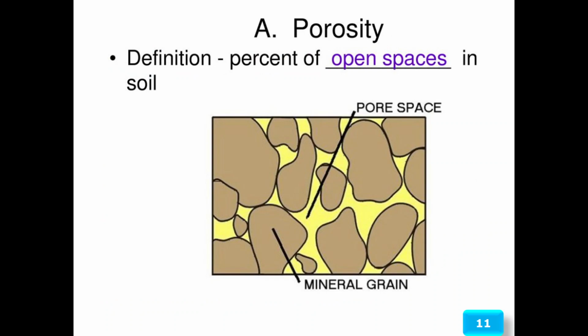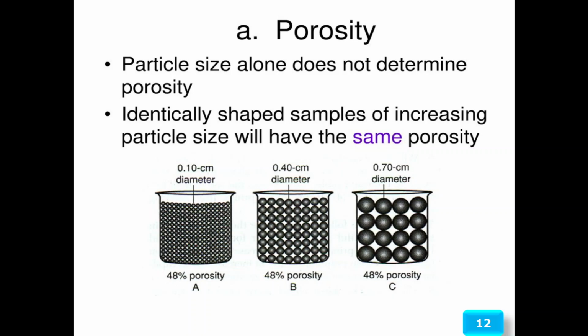So, porosity. The definition: percent of open spaces in soil, like pore space between mineral grains. Particle size alone does not determine porosity. Identically shaped samples of increasing particle size will have the same porosity. So, 0.10 centimeter diameter, 0.40 centimeter diameter, 0.70 centimeter diameter all have approximately the same porosity, as we mentioned: identically shaped samples of increasing particle size will have the same porosity.